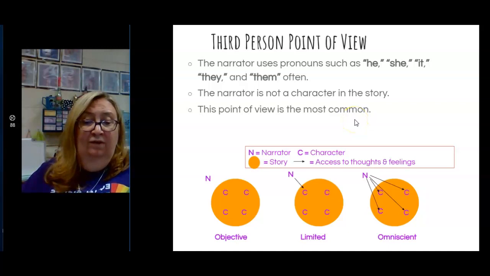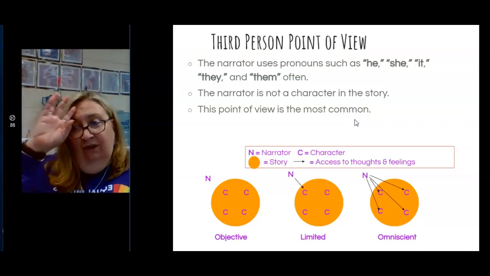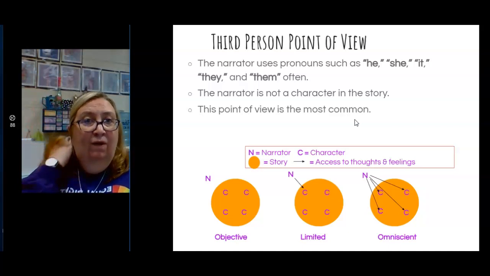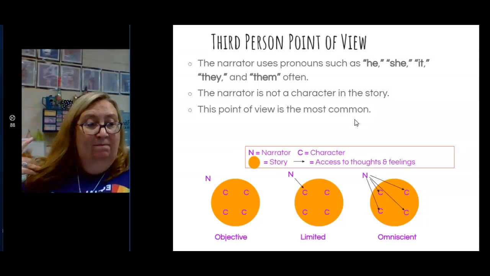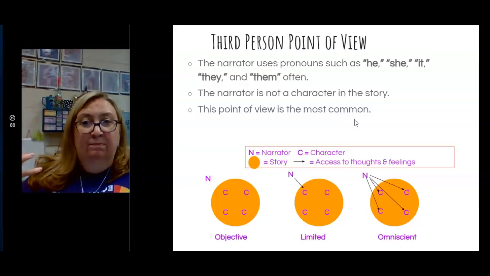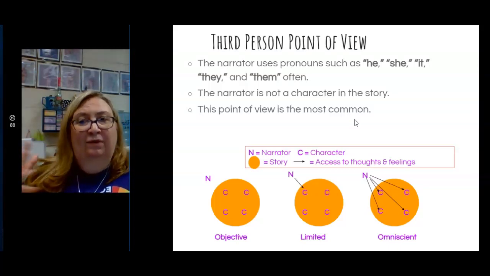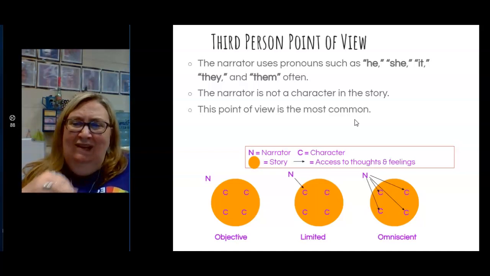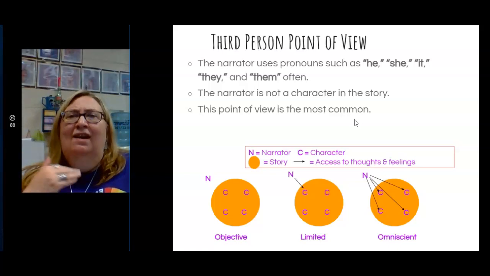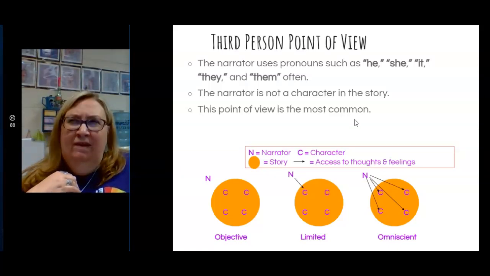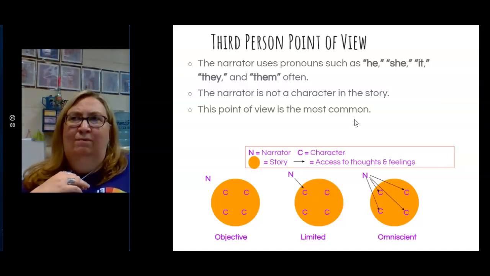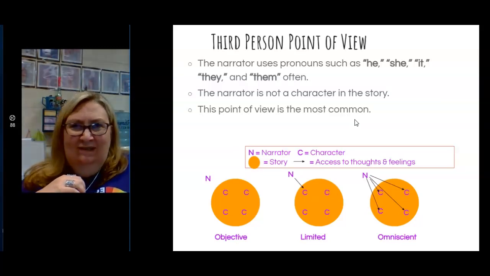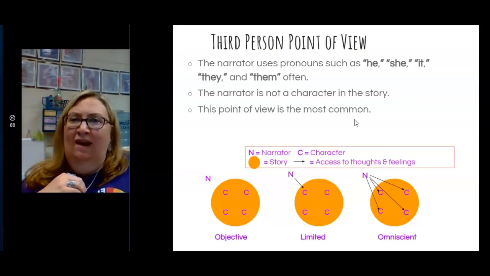So even though we often know what one character is thinking or feeling, we haven't read a whole lot of stories this year that have a first person story all the way through. Okay, think about The Watsons Go to Birmingham. We knew mostly about Kenny, but Kenny didn't tell the story because the person telling the story talked about Kenny. If Kenny were telling the story, he would have said, I did this, right? Same thing for Holes. We were with Stanley the whole time. We knew about Stanley, but Stanley didn't tell the story because the story talked about Stanley, not about I or me. So this is the most common.